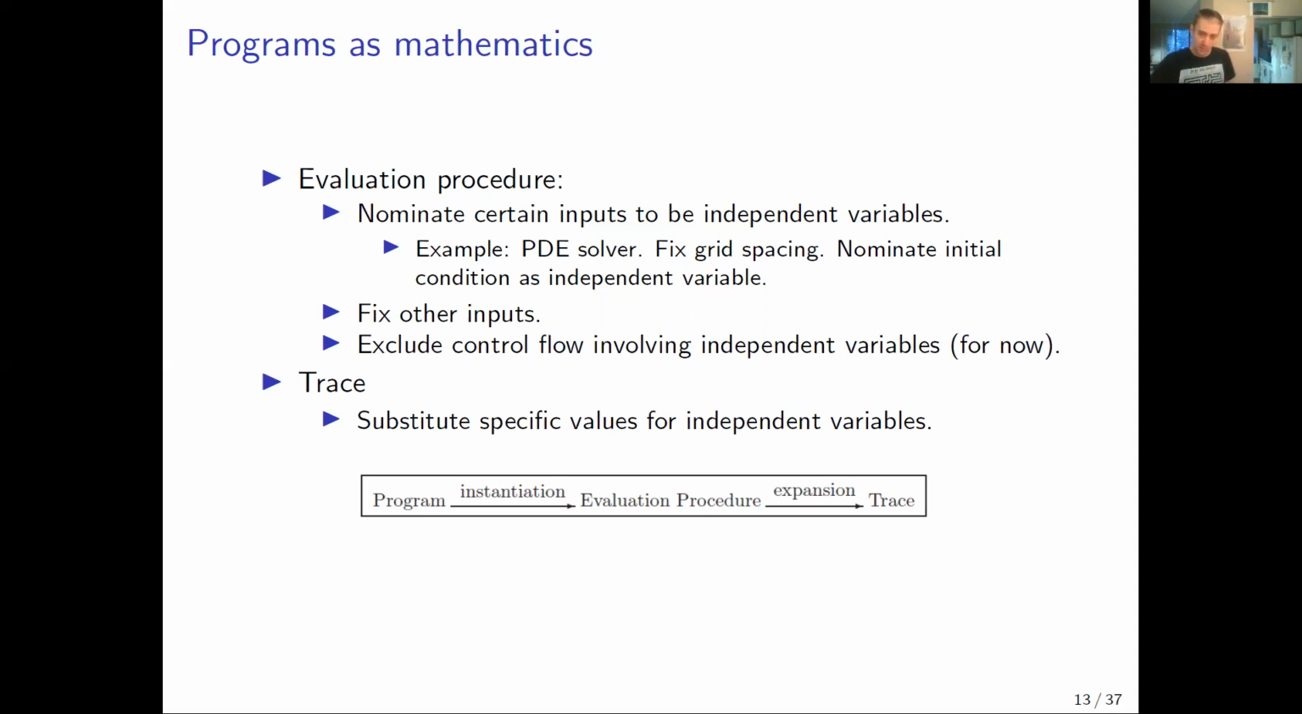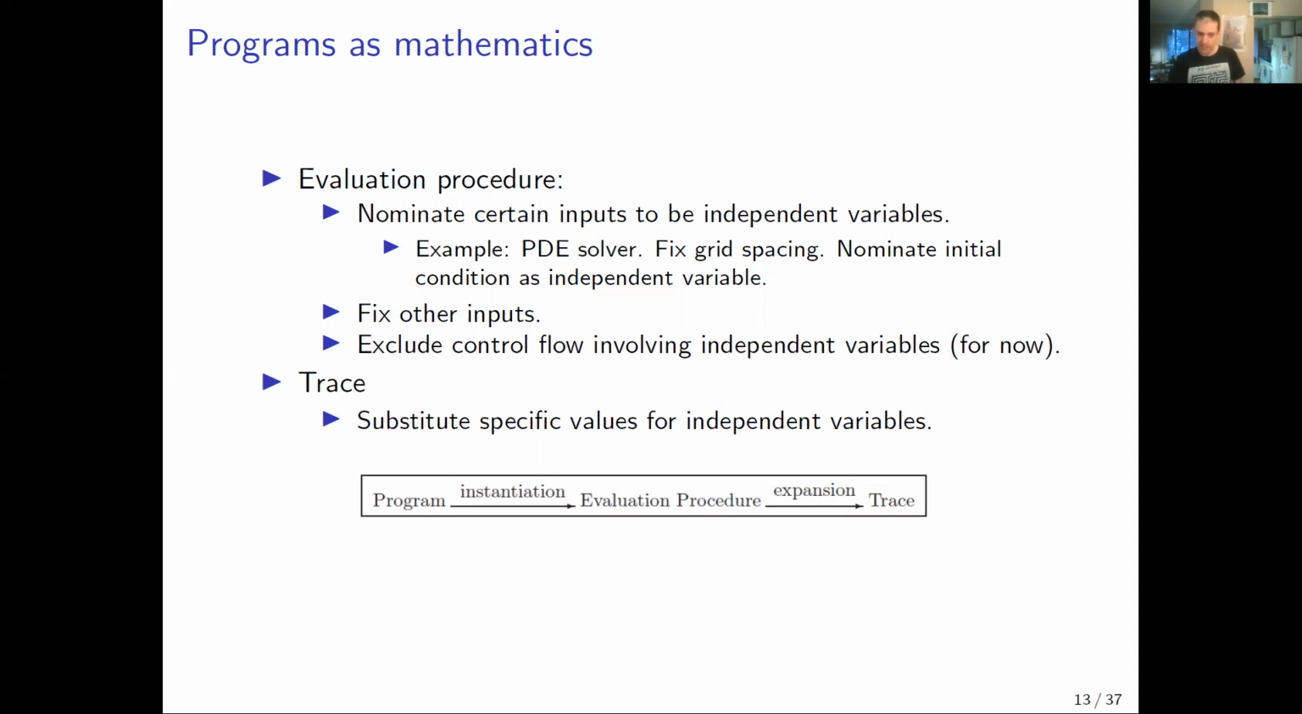So one example of this might be, suppose that you have a PDE or partial differential equation solver. And suppose that you fix the grid spacing in that solver. So then the grid spacing, even though it's an input to the program, it's not considered an independent variable. But maybe you nominate the initial condition as an independent variable. So in this case, you can differentiate with respect to the initial condition, but you can't differentiate with respect to the grid spacing.